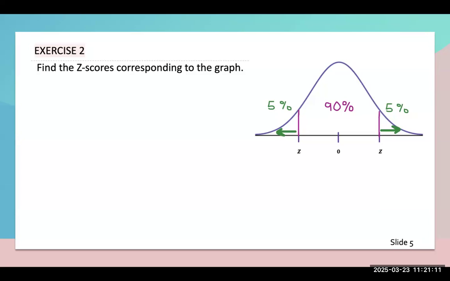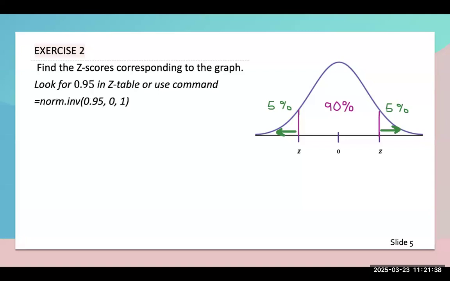Or you could find the positive one, so you look for 0.95, because remember that the z-table is everything to the left, not to the other z value, but it's everything to the left, which is 0.95 of the data, 95%. So you would look for 95% in your z-table, or you could use that code in Microsoft Excel where you put 0.95 for the z-score. And then once you have that positive value, then the other z value is just the negative of that.